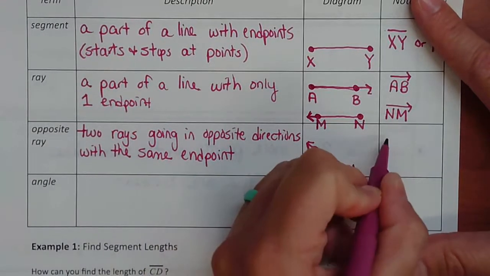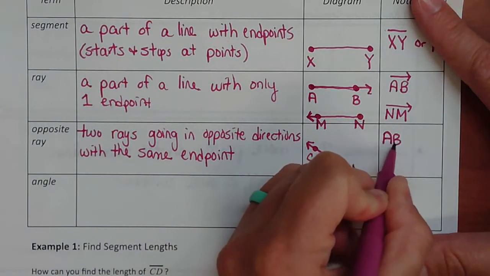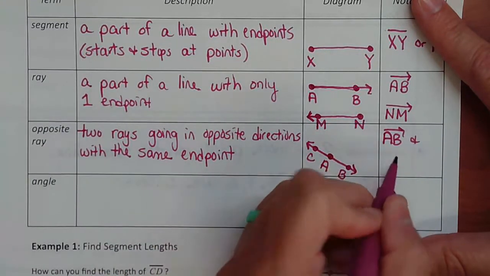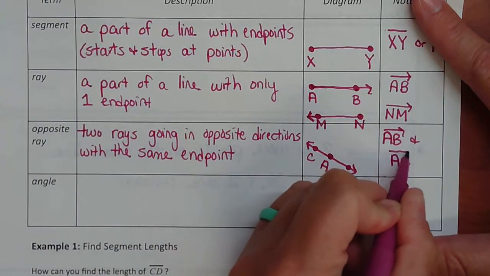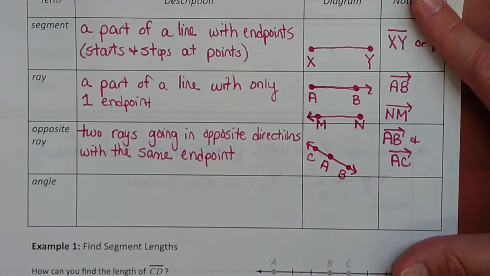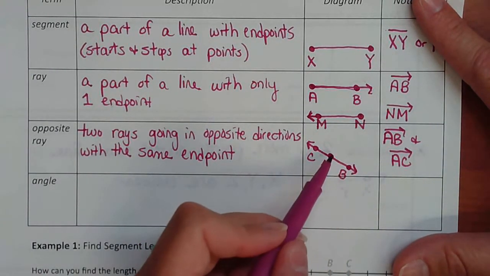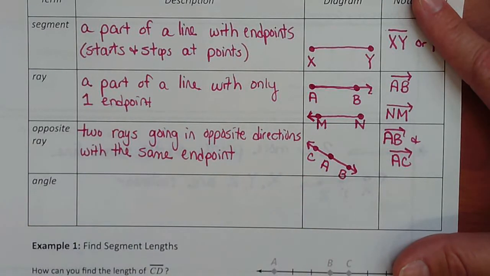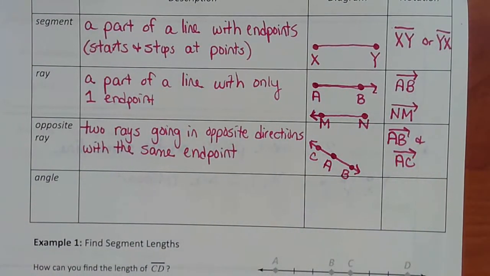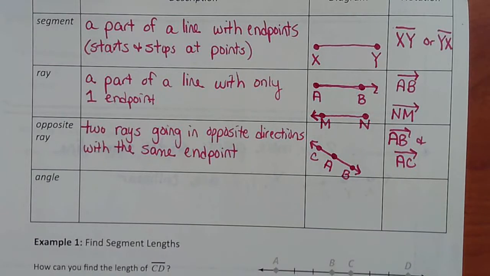So the opposite rays here would be AB and AC. Those would be your opposite rays. From A to B, A to C. And then notice it does form a line, so you could say that this is a line as well, but we're talking about opposite rays.